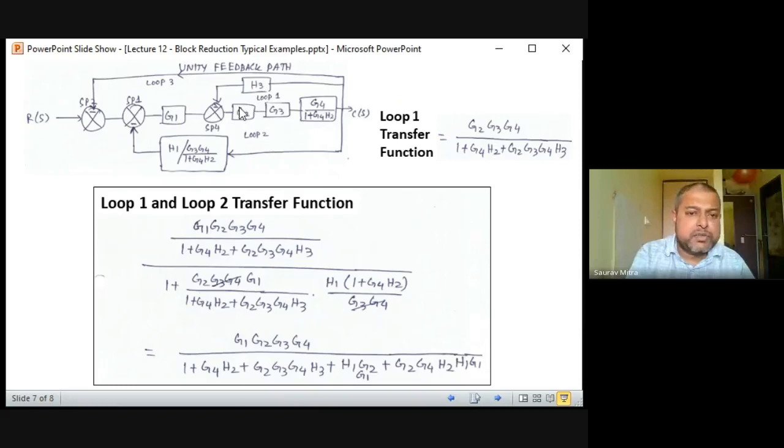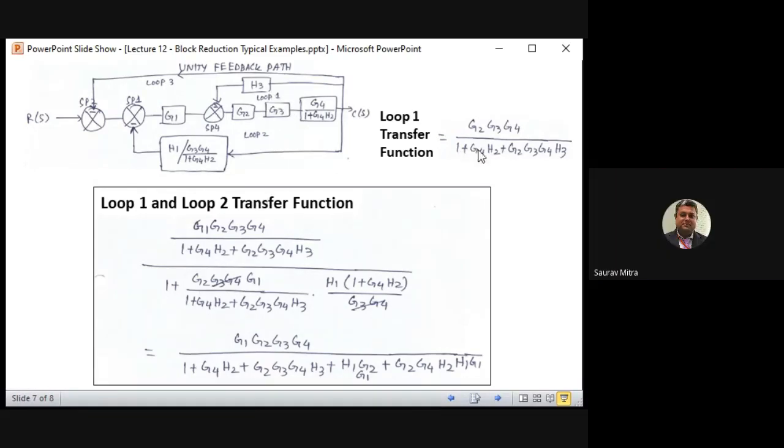After solving it, we find that this whole thing, loop 1, looks like G2, G3, G4 divided by 1 plus G4 H2 plus G2, G3, G4 H3. Again, while you are solving loop 2, this part is getting multiplied with G1. Hence the numerator comes to be G1, G2, G3, G4 divided by this denominator, and that is being fed back with H1 divided by G3, G4 by 1 plus G4 H2. So first, this whole thing is G2, G3, G4 into G1 divided by whatever is written here.